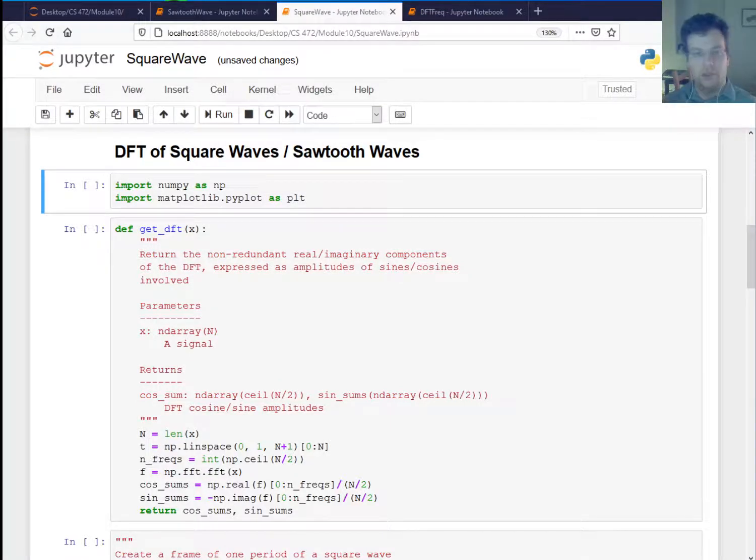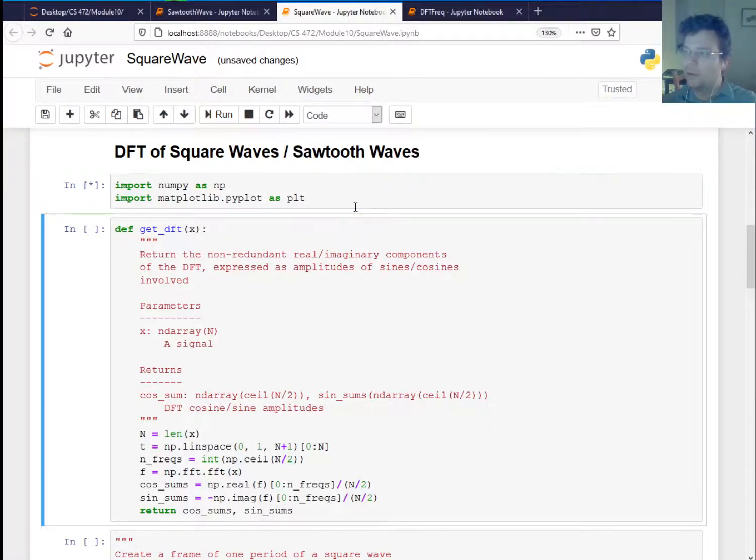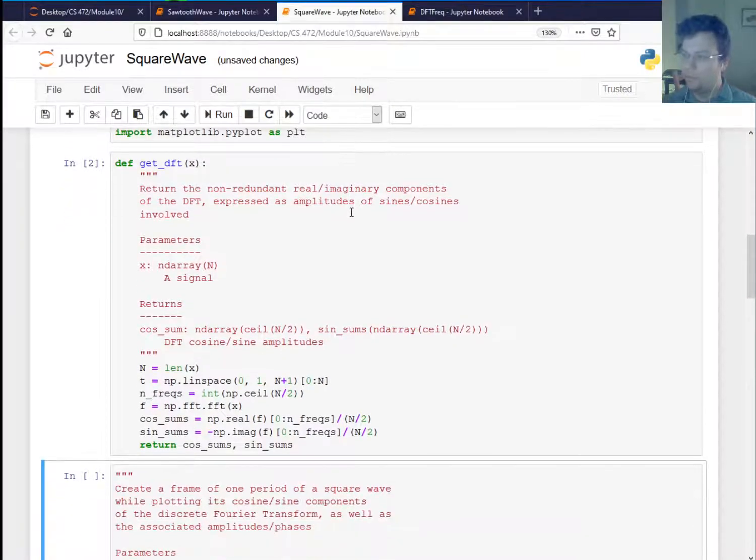Okay, now I'd like to talk about the discrete Fourier transform of square waves and sawtooth waves. So now that we've seen that we can end up with these harmonics in real audio, let's try to understand the harmonics a little better and make sure that everything's working out on some synthetic examples again. So I'll use the same DFT code I did before.